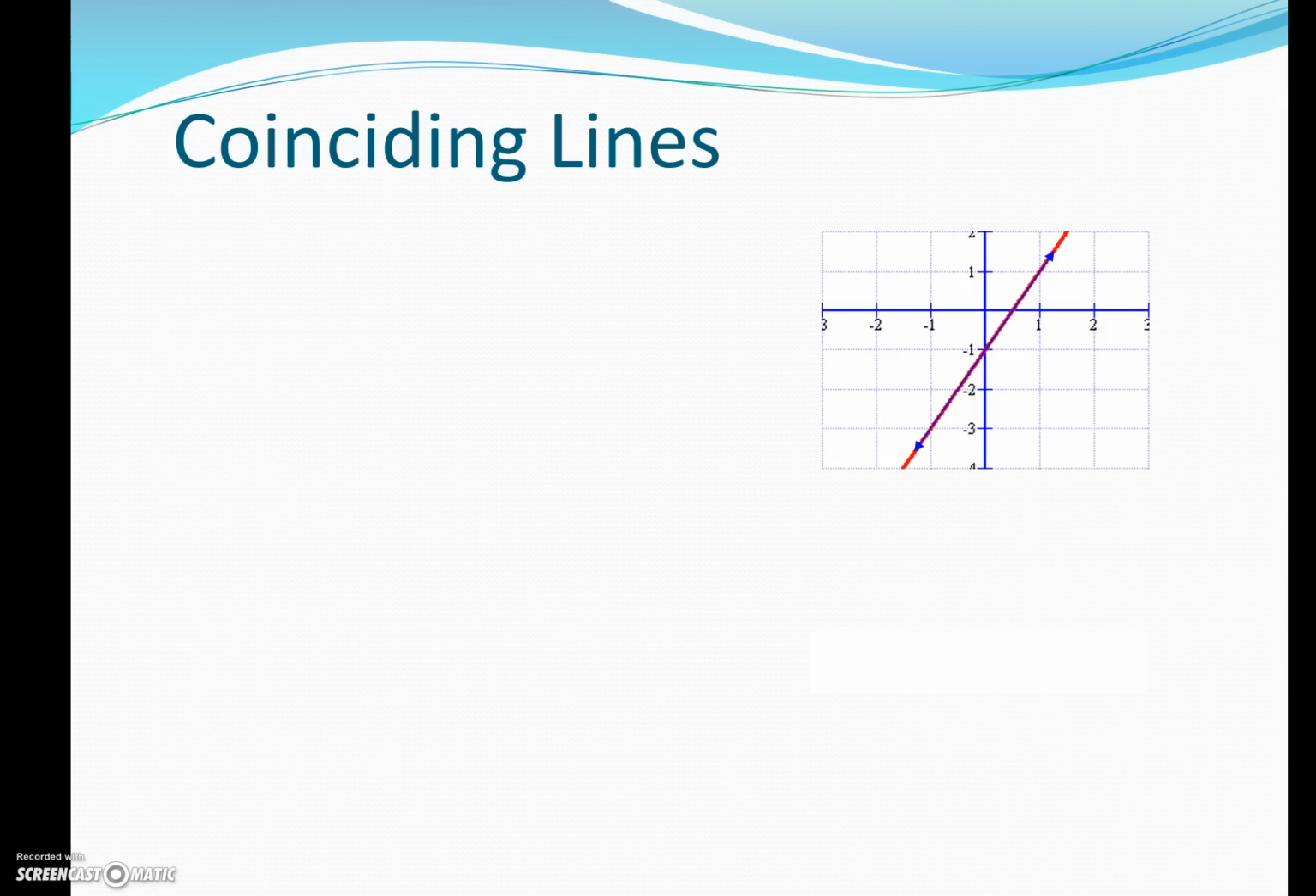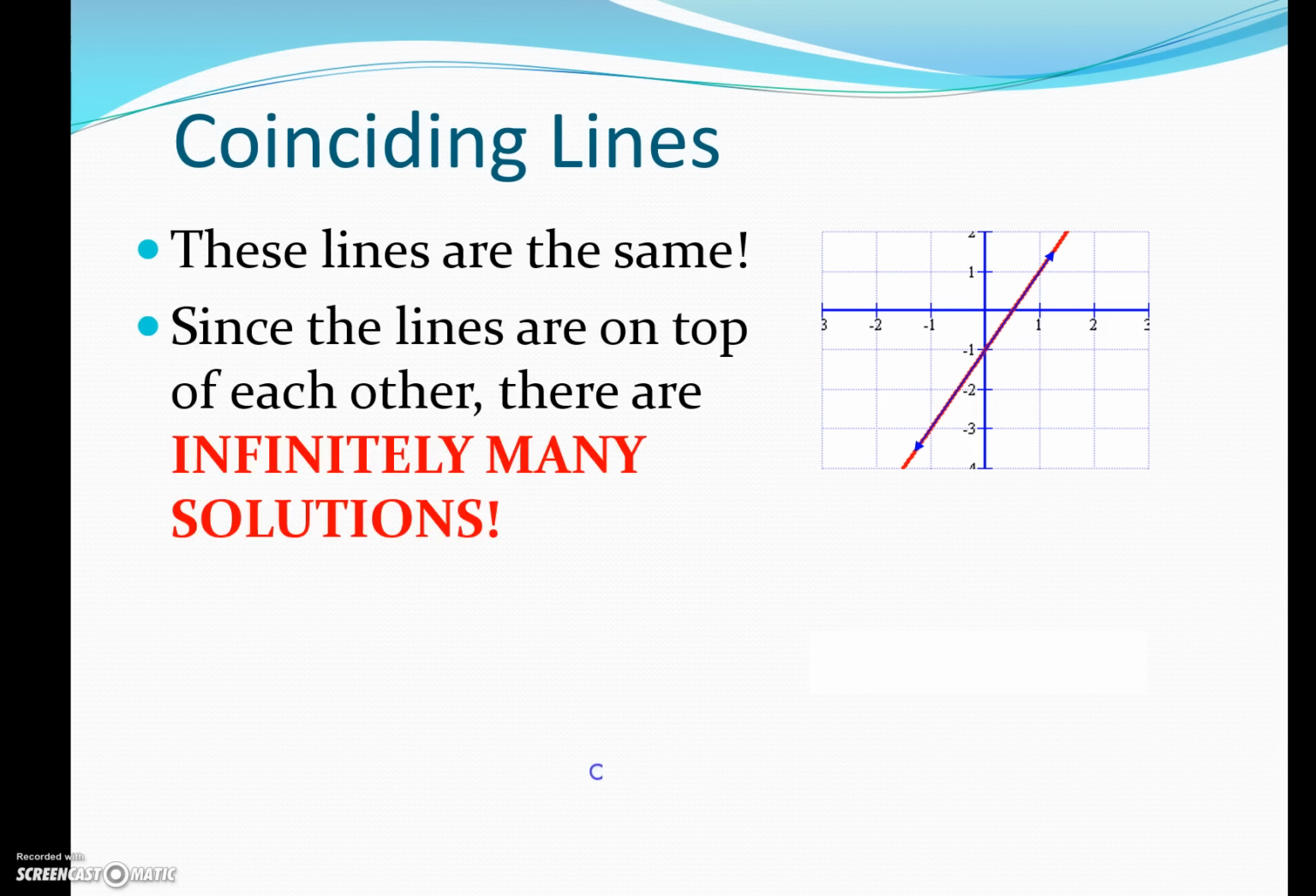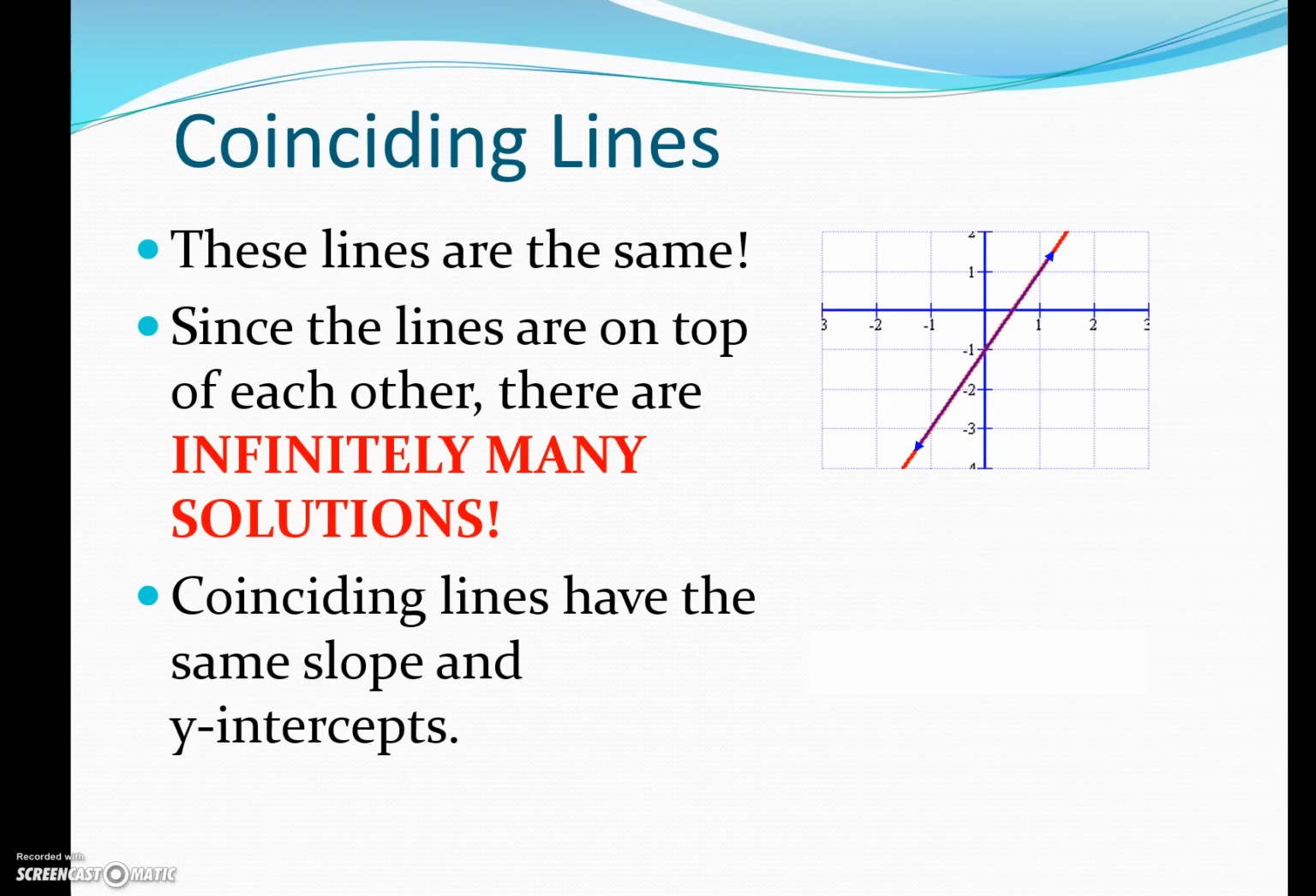The last situation we can have are coinciding lines. As you can see, there's a blue line on top of a red line. These are the exact same line. When you have coinciding lines, this is a situation where we have infinitely many solutions. The reason we have that is because the coinciding lines have the exact same slope and the exact same y-intercepts. So in this problem, you can see they both have a rise over run of 2 over 1. And they have the same y-intercepts of -1. That means every point that's on one line is going to be the same point on the other line. So that is why we have infinitely many solutions.